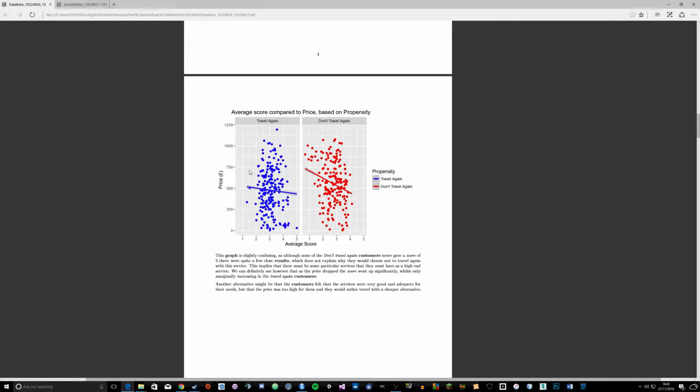And we could see that people decided to give a higher score the less they paid across the board. This is exaggerated massively in the don't travel again group, which really, if you give a score of 4, I'm not really quite sure why you wouldn't travel again, but there we go.